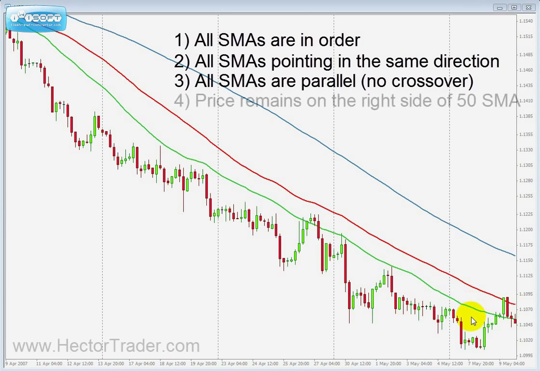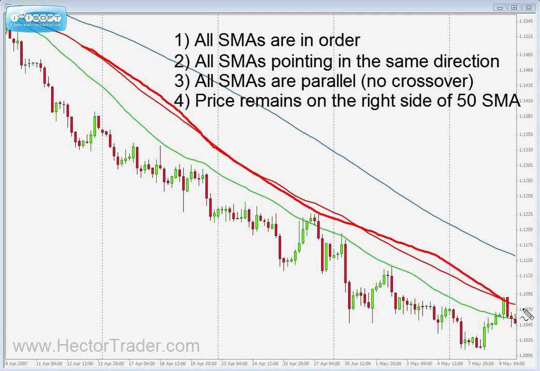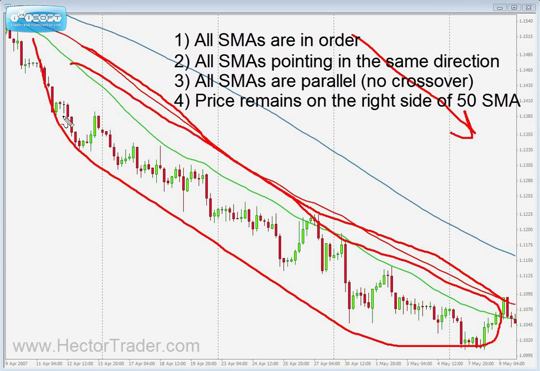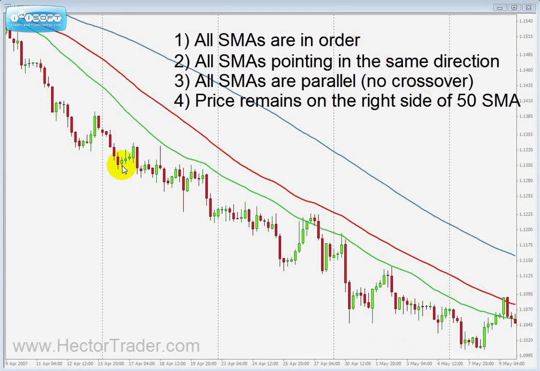Now, the fourth condition is that price remains on the right side of the 50 simple moving average most of the time. Remember that the 50 simple moving average is the one in red, and what I like to see is price on the right side of the 50. That means that if we are looking into a downtrend, I like price to remain below the 50 simple moving average most of the time, and it's been so. It's been below the 50 for quite a while.